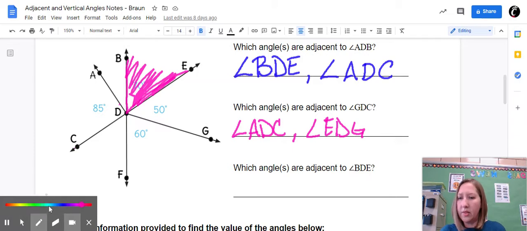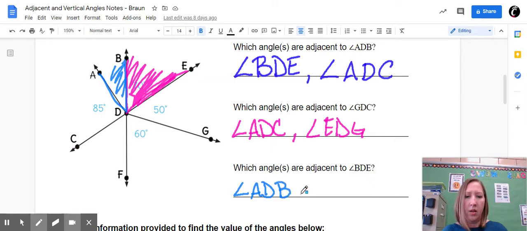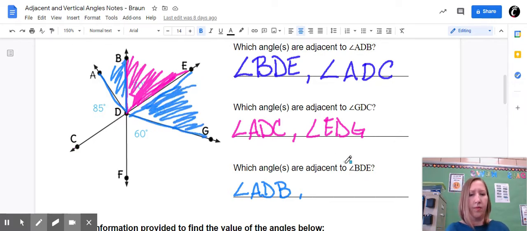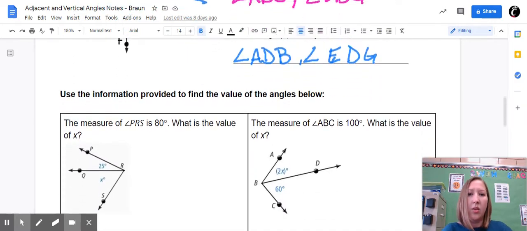So the easiest ones to see are going to be the ones that share the same vertex here and the ones that are right next to it. So I can look at angle ADB. And angle EDG. Okay. So we're going to take a look here.